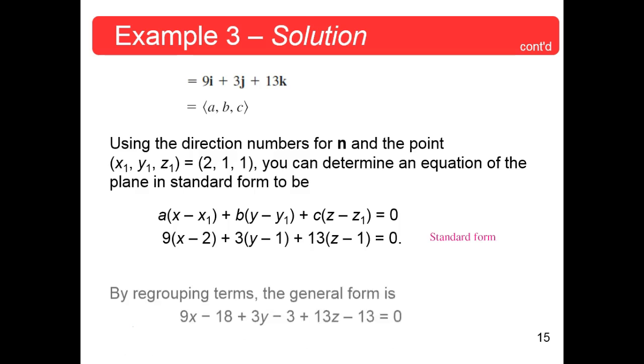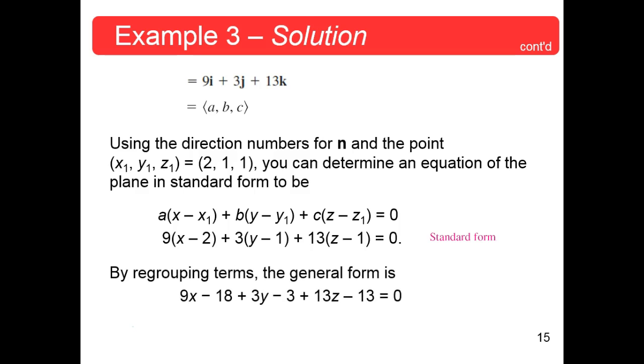Same thing we did. That gave them 9x minus 18, plus 3y minus 3, plus 13z minus 13. And when you add all those together, you get 9x plus 3y plus 13z. Those are the variable terms. Add the constant terms together, you get minus 34. Okay?